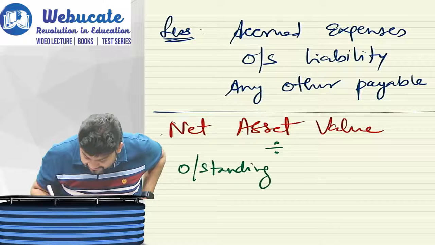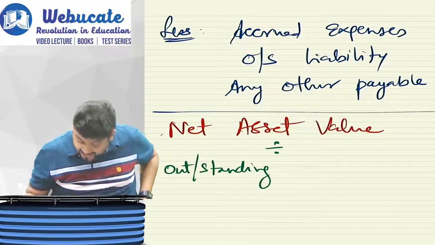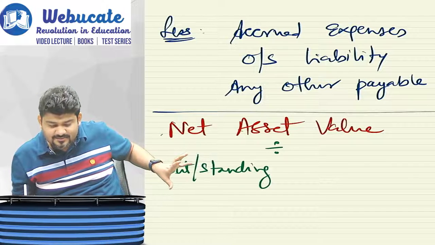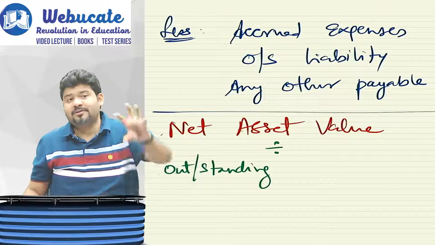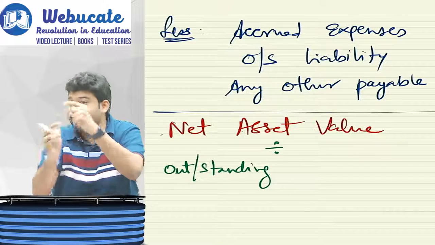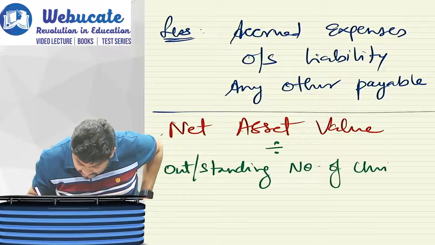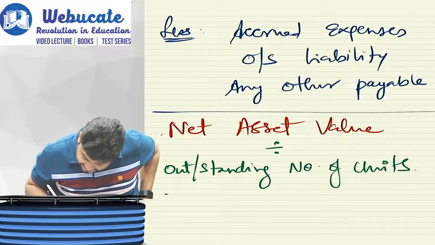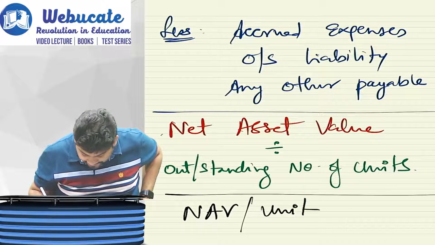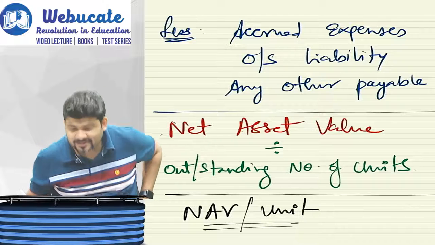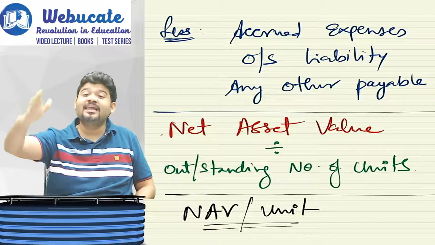Why outstanding? Because every day it is a possibility that units will be purchased and sold on a daily basis. So every day the number of units will change. On a daily basis, whatever the outstanding number of units is, you divide by this, and you finally get the net asset value per unit. And this is the net asset value per unit at which you will purchase and sell units.